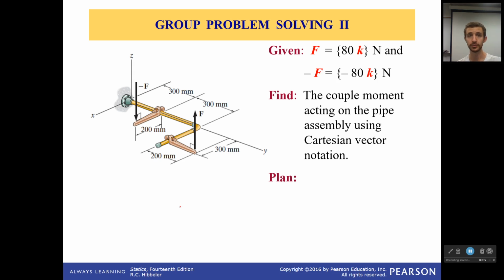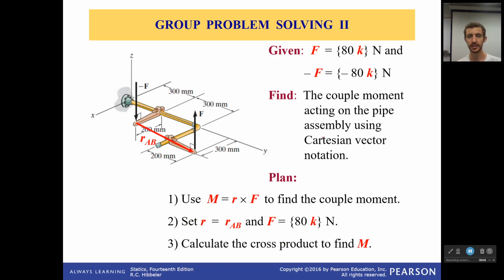Okay, so two forces, and we just got to figure out what the couple moment acting on the pipe is. I'm using Cartesian vector notation. Okay, Cartesian vector notation. We've got this. I think we can do it. So what's our plan? Well, we're going to use moment is equal to the position vector crossed with the force vector. Okay, that's what we're going to do.